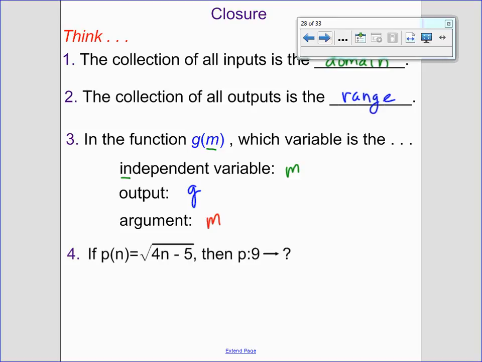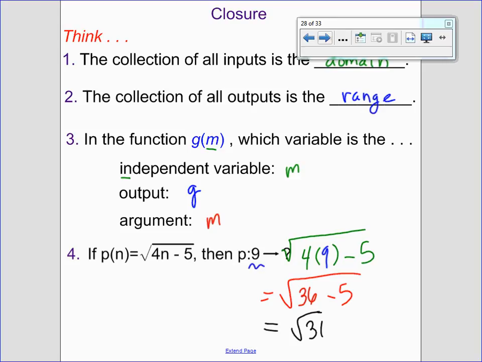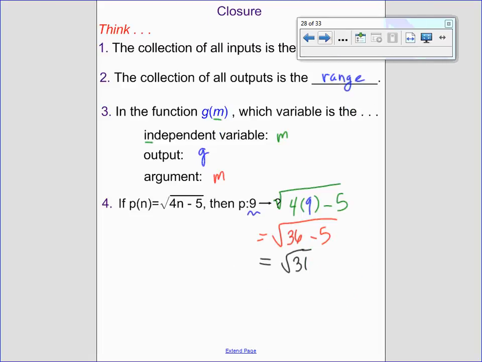So I'm going to replace N with 9. So I've got 4 times parentheses 9, close parentheses, minus 5. Everywhere I see N, I replace it with 9. Watch your signs. 36 minus 5. We'll perform the subtraction first. 36 minus 5 is 31. Then the radical last. Sometimes this will reduce, sometimes this won't.